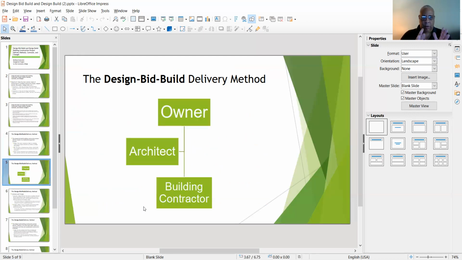Now, when you deal with the design bid build delivery method, you start from your owner, then it goes to your architect, and then your building contractor.